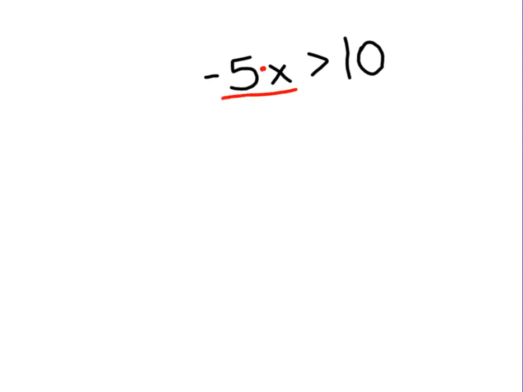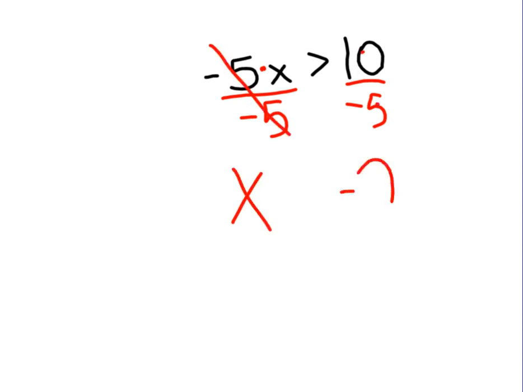To get rid of this times negative 5, I've got to divide by a negative 5. If I'm going to divide by a negative 5 on one side, I've got to do that on the other side as well. These negative 5s are going to cancel out. I'm going to have x over here. 10 divided by negative 5 gives me a negative 2 over here.